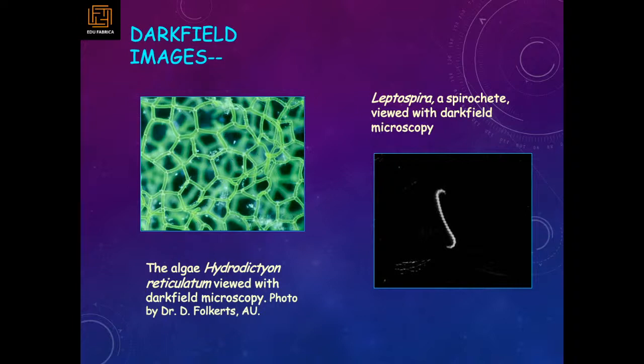Here we can see in these specimens the background is pretty much dark. This is the algae Hydrodictyon reticulatum viewed under a dark field microscope, and on the right-hand side is a spirochete viewed under the dark field microscope. The background is dark, so your images are brighter and you can analyze things in a better way. So it has certain advantages over bright field microscopy.